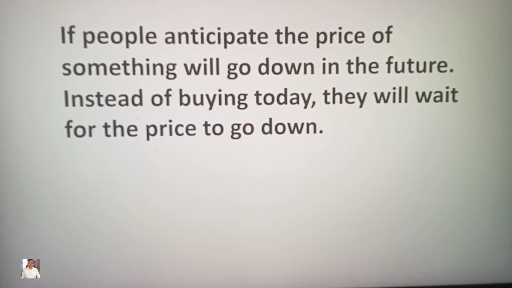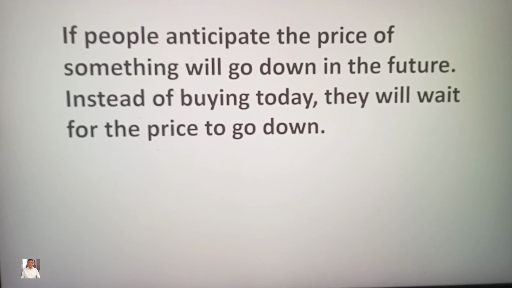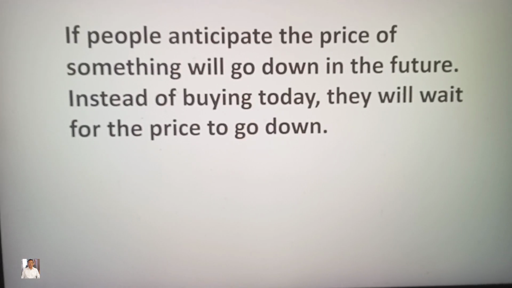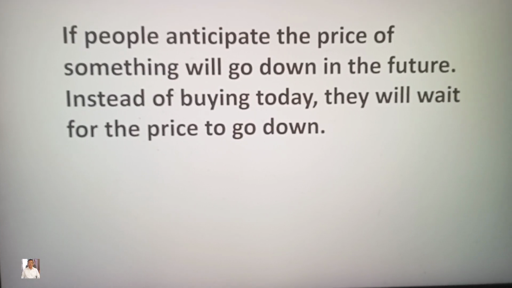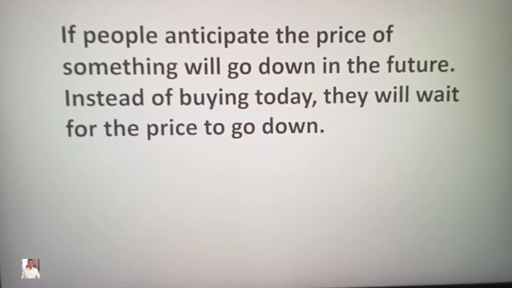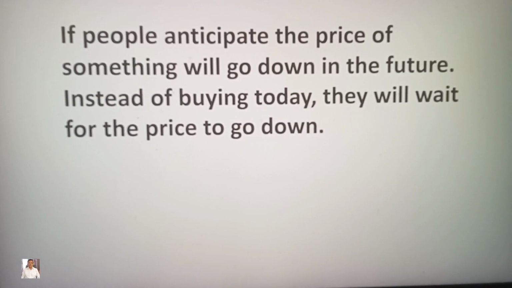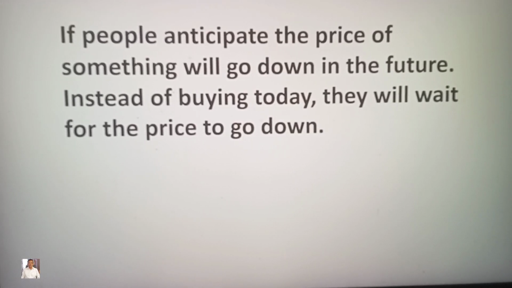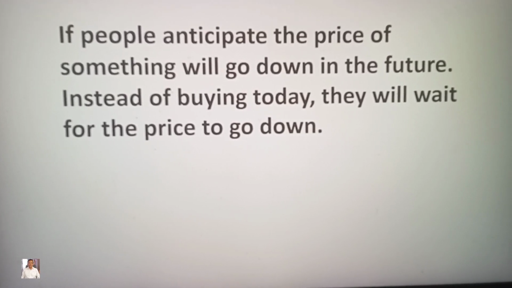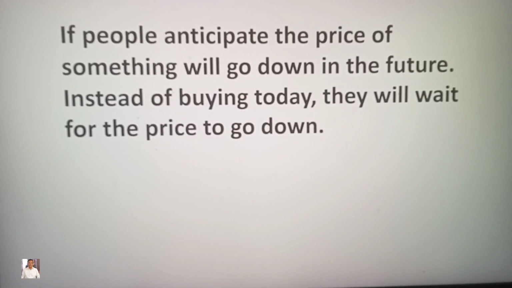If people anticipate the price of something will go down in the future, instead of buying today, they will wait for the price to go down. If many people are waiting for the price to fall, then there are fewer buyers today and the demand curve shifts to the left since there is less quantity of demand at every price.